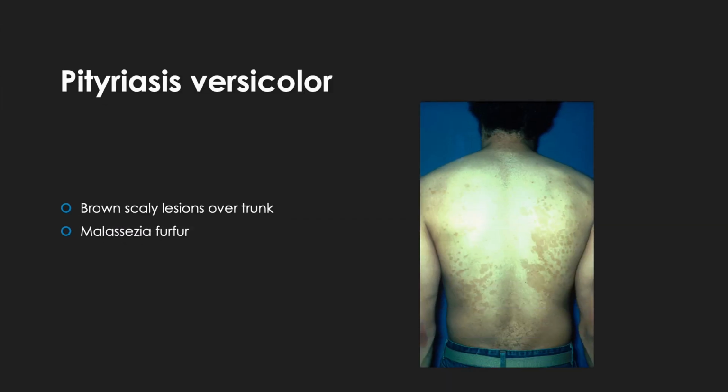Finally, a common and important superficial yeast infection can occur due to an organism called Malassezia furfur, and this produces a condition called Pityriasis versicolor. And here you can see this man's got these superficial browny, scaly lesions over his chest. And this is what happens when the disease is active. It produces these brown, scaly patches.